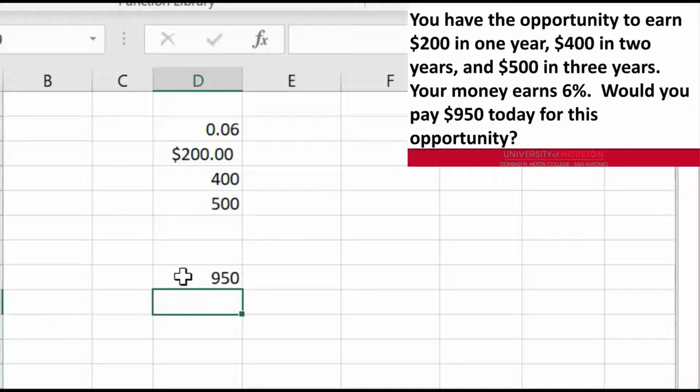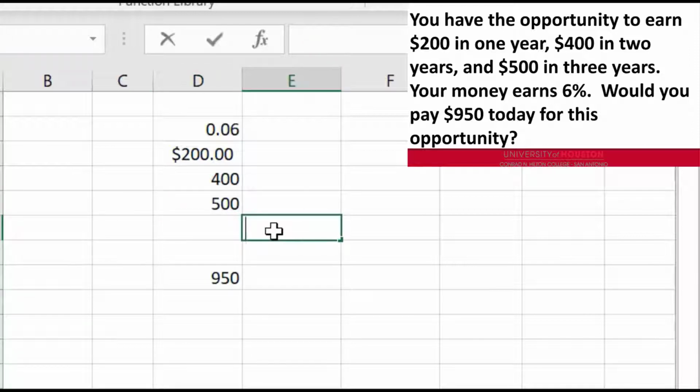I know how much $950 is in today's dollars because it's $950. What I don't know, though, is how much $200 1 year from now, $400 2 years from now, and $500 3 years from now is worth in today's dollars. But I can calculate it using our NPV function.